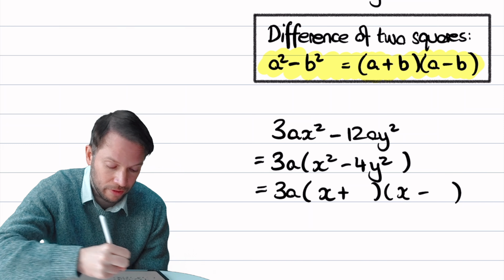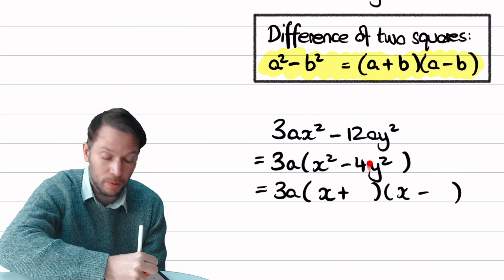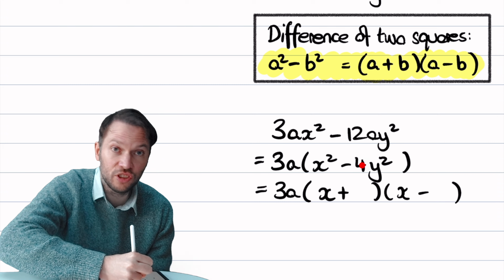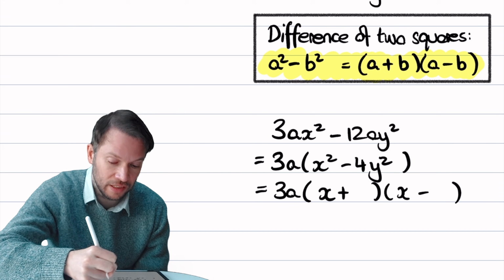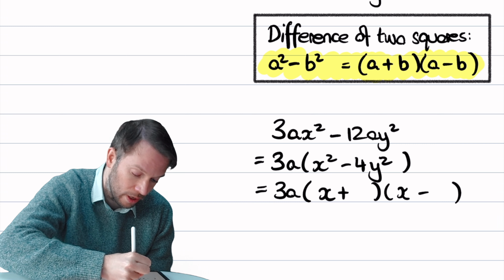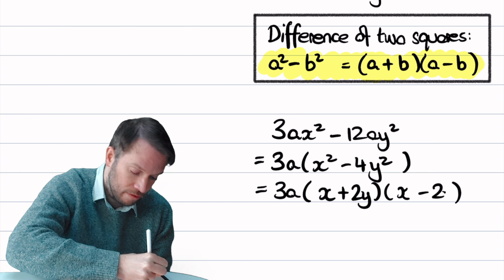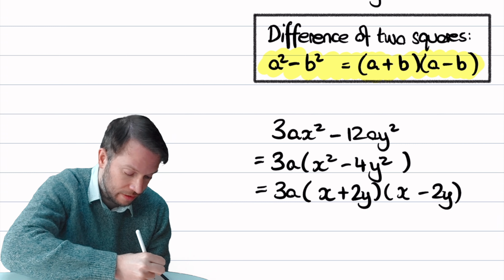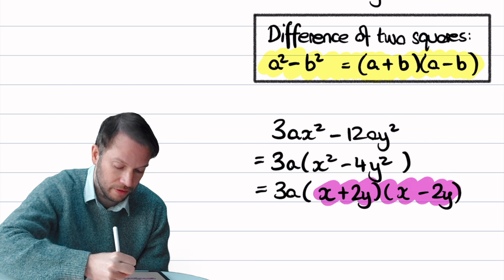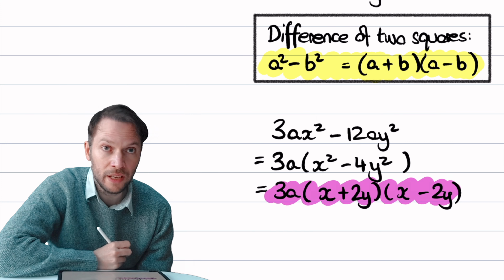And what's the square root of this second term, the 4y squared? Well, the square root of 4 is 2, and the square root of y squared is y, so it's just 2y. So we get that. And that is the final answer, the final fully factorised form.